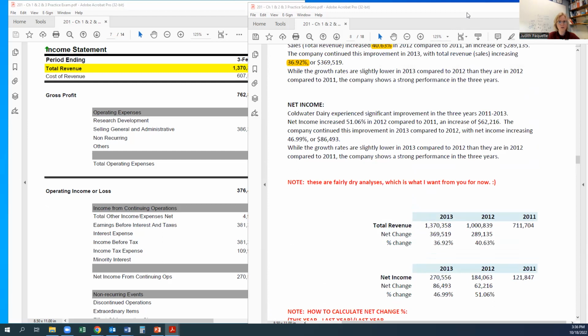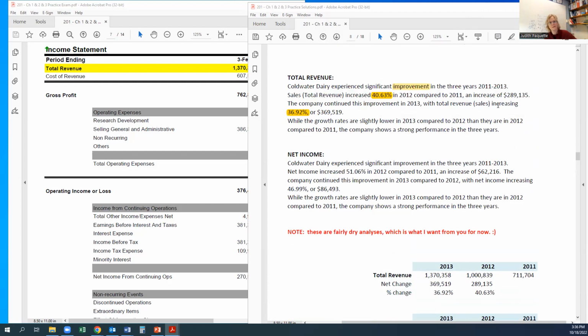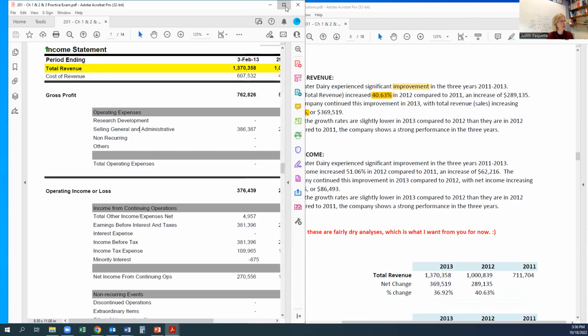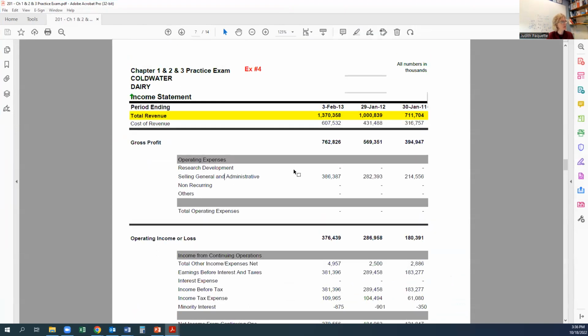Any questions on trends? You guys feel good about that? So this is preparing you for the paper, so you will need to know the trends and how you calculate them. All right, so let's just walk through the practice exam real quick.